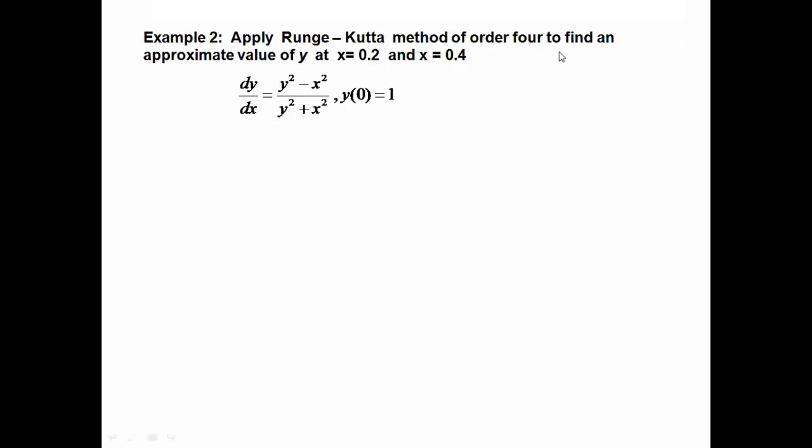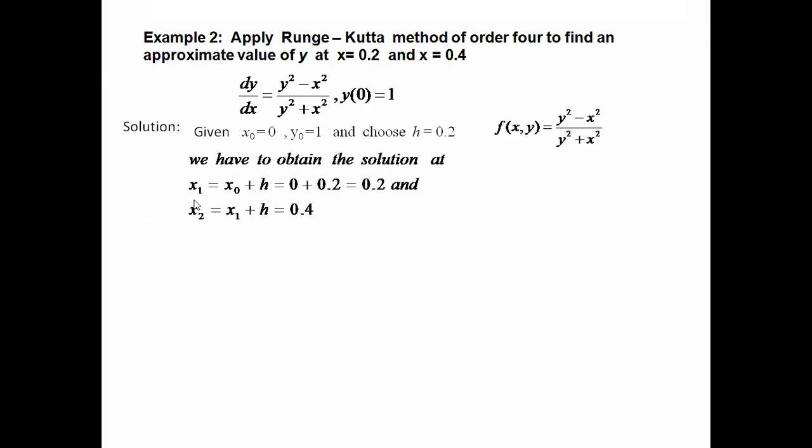Applying Runge Kutta method of order 4, find an approximate value for y at x equal to 0.2 and x equal to 0.4. At 2 points you have to get the solution. This is f of x, y. The first step is to identify x naught, y naught. h is equal to 0.2, because at 0.2 and 0.4, at 2 points, you have to get the solution. The difference is 0.2. First get the solution at 0.2, which you call x1, and another solution at 0.4, that is x2, x1 plus h, which is 0.2.